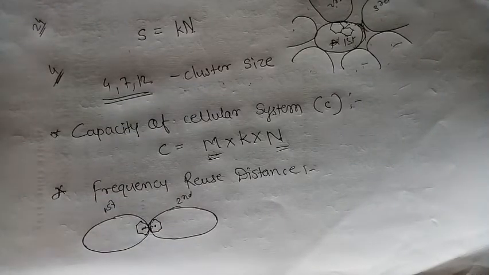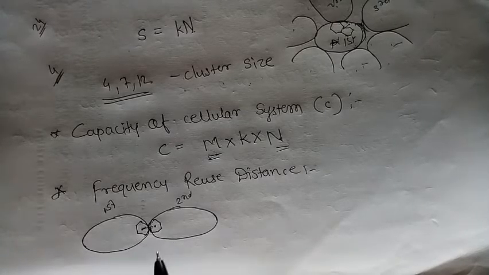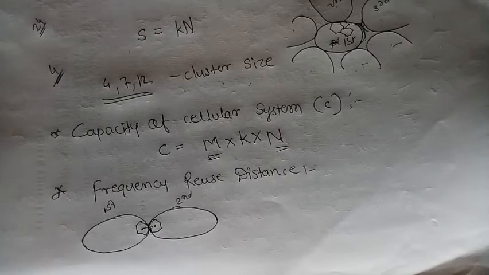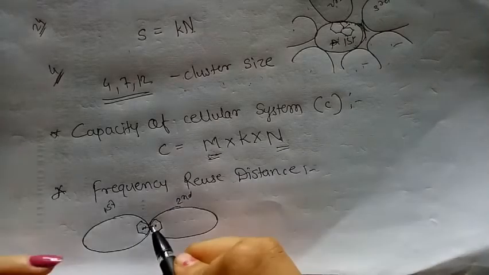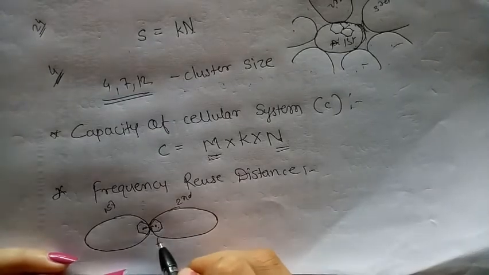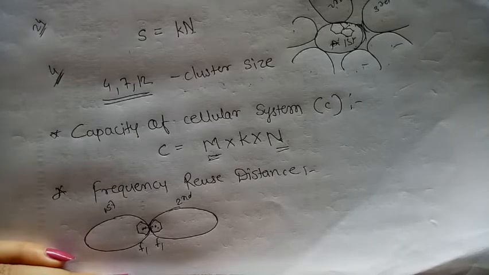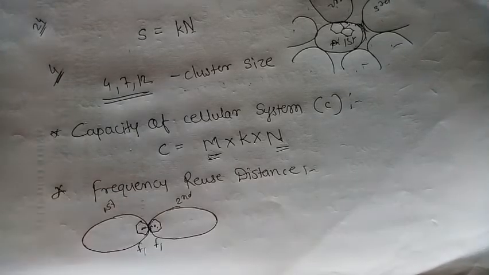The closest distance between the centers of two cells using the same frequency, but these cells are in different clusters. That is the main point. The closest distance between the centers of two cells in different clusters using the same frequency is called the frequency reuse distance. If they are using the same frequency, f1 and f1, then we can call it the frequency reuse distance.